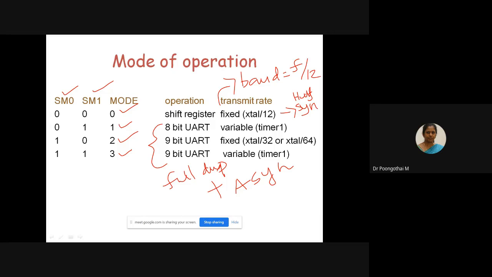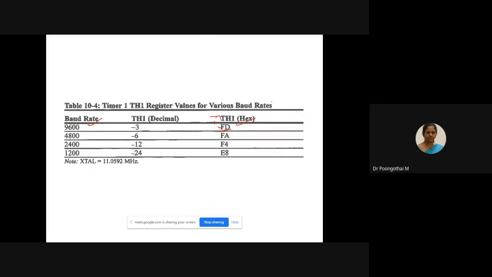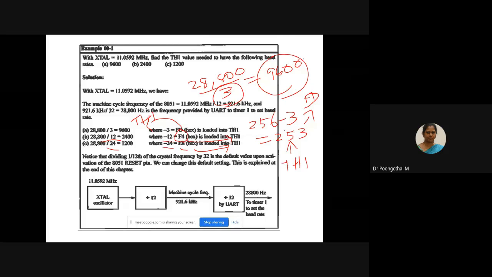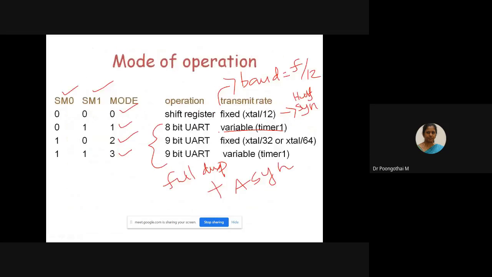The next mode is the 8-bit UART mode, which means your data is packed with start and stop bits. The baud rate can be generated by using timer 1 based on this calculation. It is a programmable one, so the baud rate is variable. This is done by using timer 1 in auto reload mode.